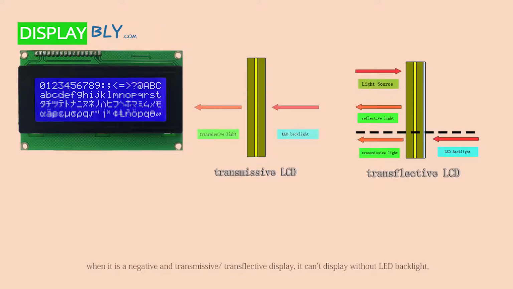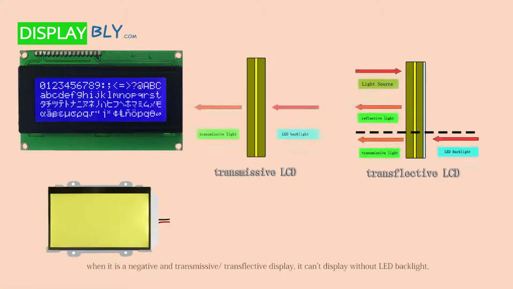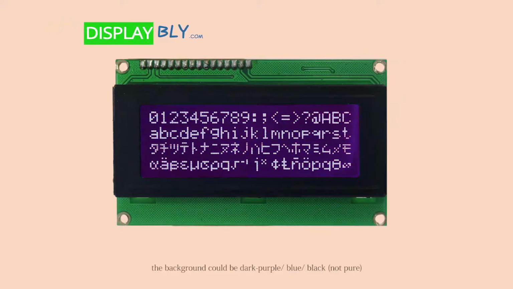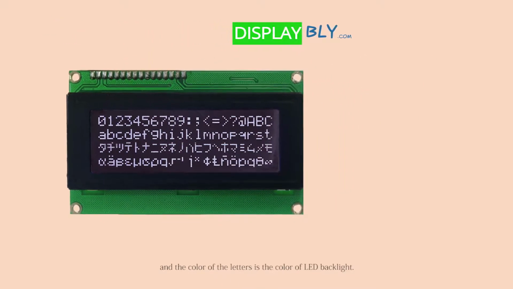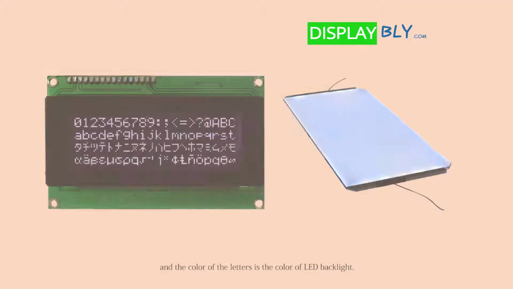When it is a negative and transmissive or transflective display, it can't display without LED backlight. The background color could be dark purple, blue, or black, not pure, and the color of the letters is the color of the LED backlight.